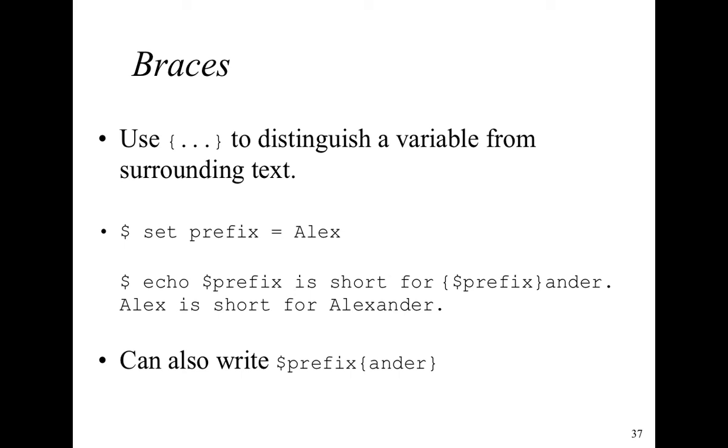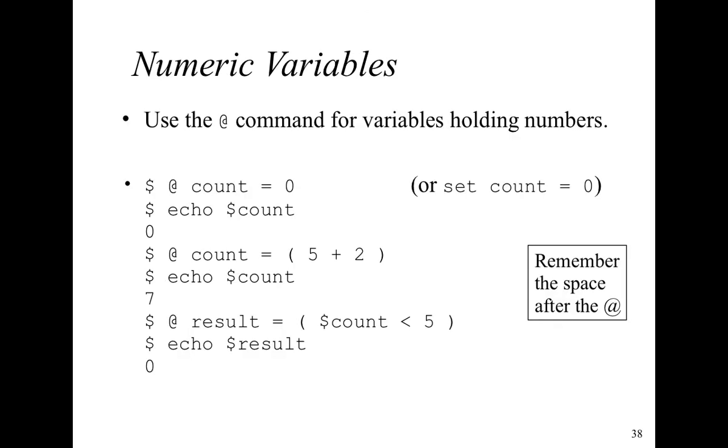Because we have Alex, and then we have a text string, and so if we want to insert it as a surrounding text string, we use the opening and closing curly brackets. So you can also write prefix, opening and closing brackets, ender, to say this is text that we're going to stick in here. So, kind of interesting.